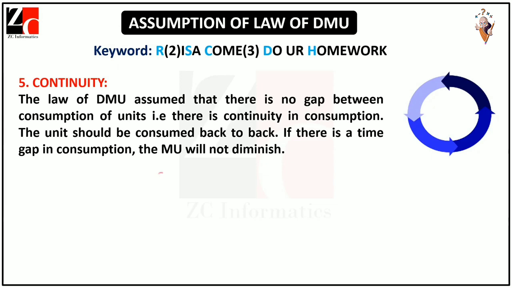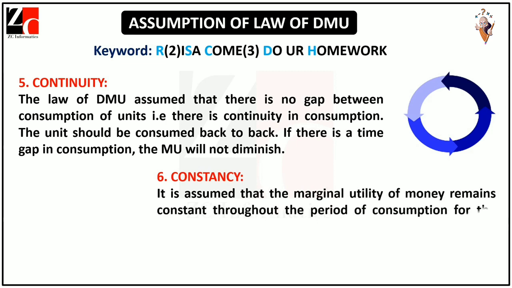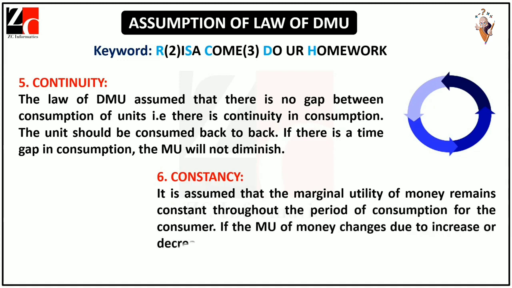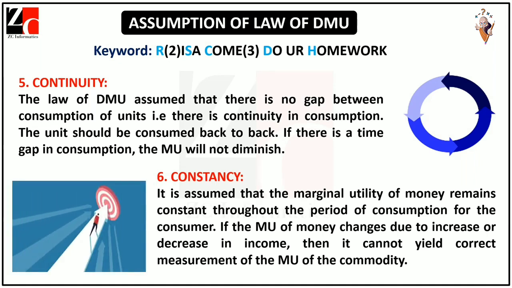Point number 6. Constancy. It is assumed that the marginal utility of money remains constant throughout the period of consumption for the consumer. If the MU of money changes due to increase or decrease in income, then it cannot yield correct measurement of the marginal utility of the commodity. There must be no change in the income, taste, habits, etc. of the consumer. Any change in these things will violate the law.